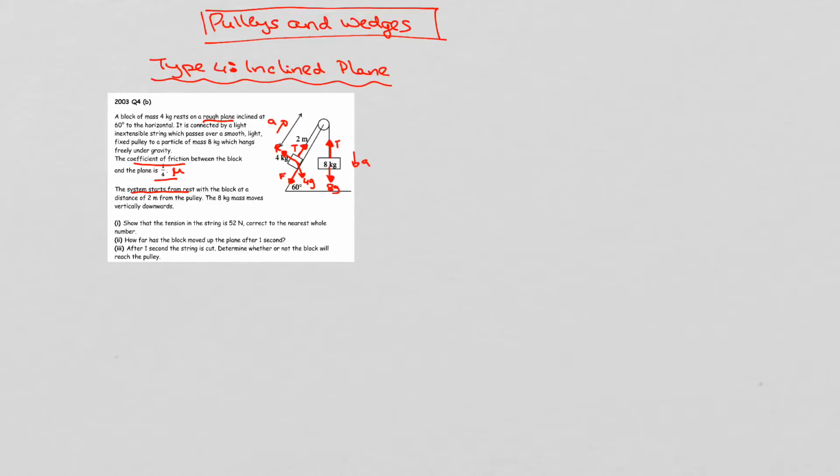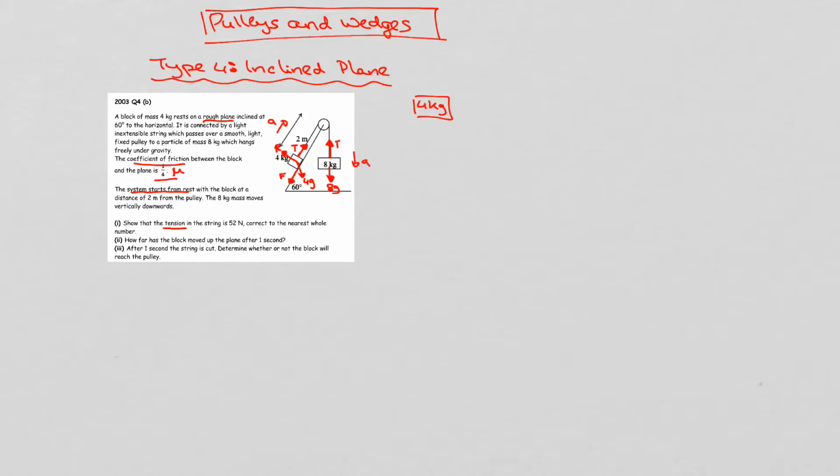Well, in order to find the tension in question 1, what we're going to need to do is set up each of our particles and look at the forces acting on each of those in separate diagrams, and then set up our simultaneous equations. Okay, so let's look at the first block. So I'm going to start with the 4 kilogram block.